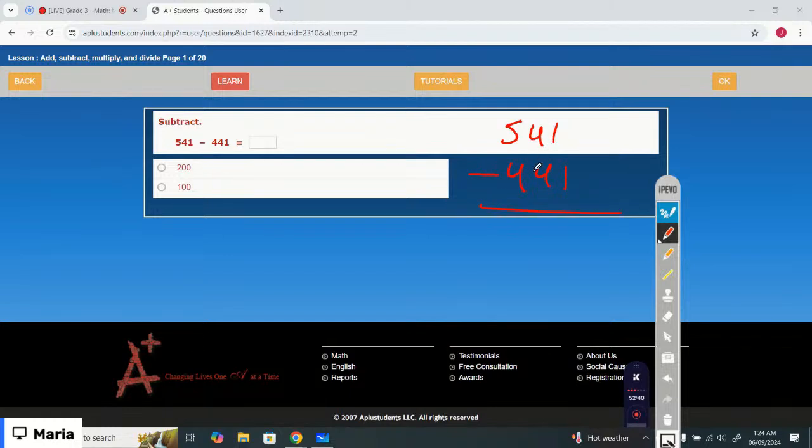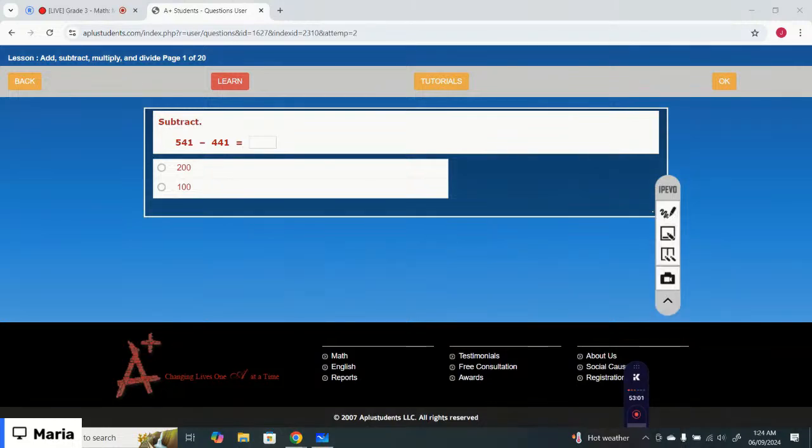When you are adding or subtracting, you always start from the ones digit. So you have to do 1 take away 1, and 1 take away 1 is 0, right? Then you have to do the tens one. So 4 take away 4 is 0 and 5 take away 4 is 1. So the correct option is 100. 541 take away 441, the correct option is 100. Option number 2 is the correct option. Got it?